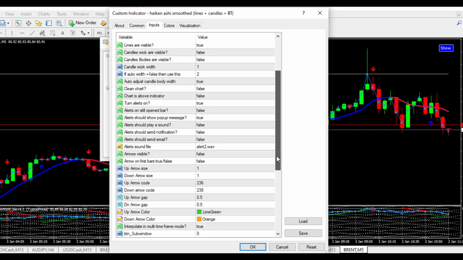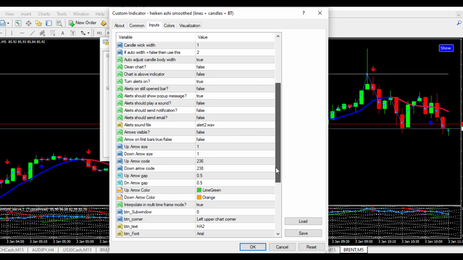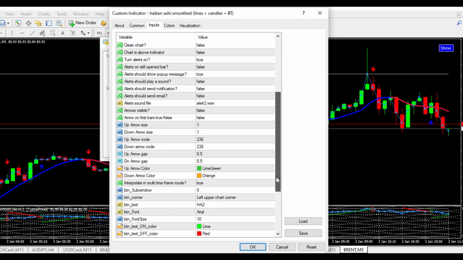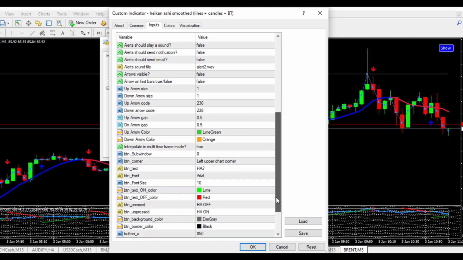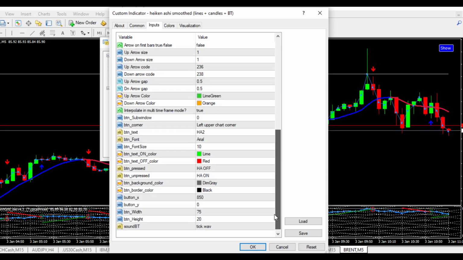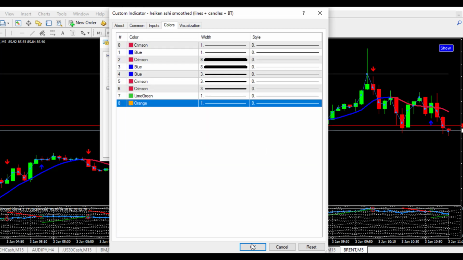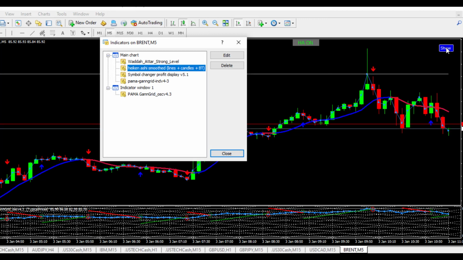So let's scroll down slowly, so that you'll be able to follow the setting and enter it accordingly. Okay, here it is. So once you've done that, just click OK, and if you don't want it to show on the chart, you can turn it on and off at this particular point.